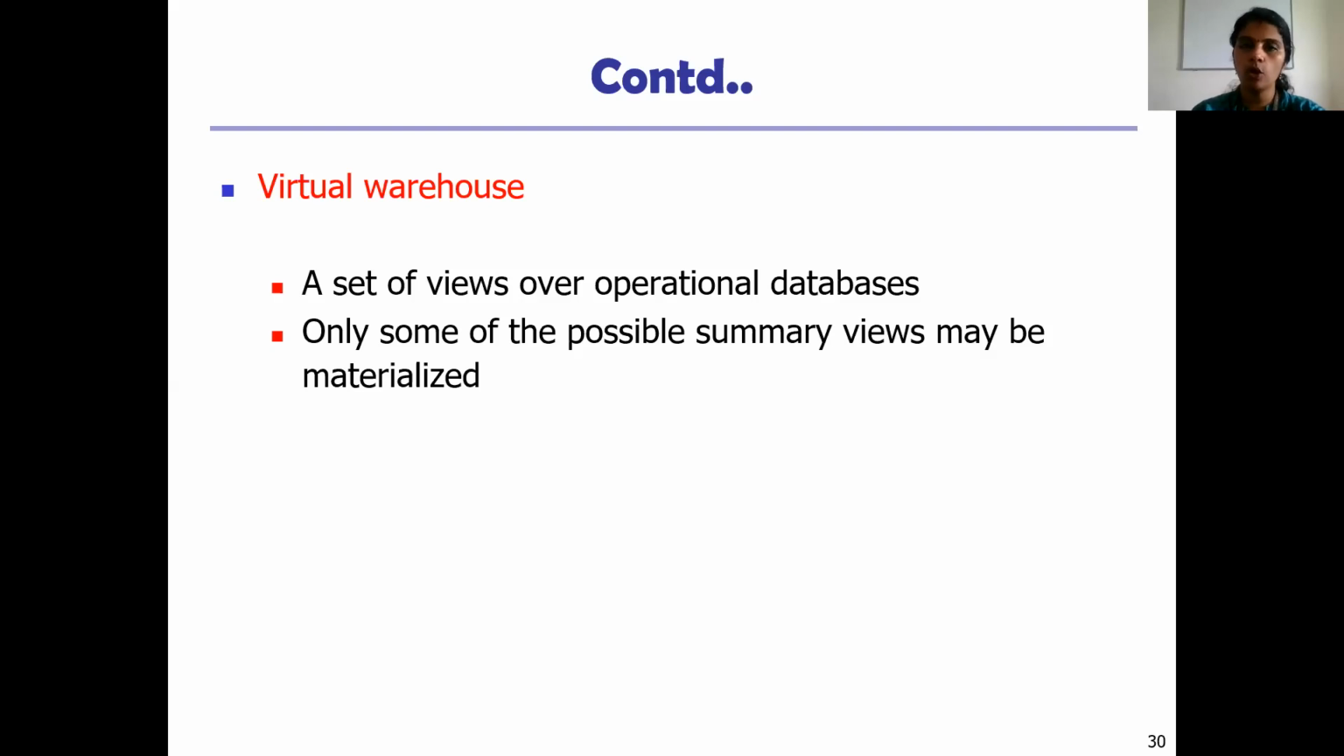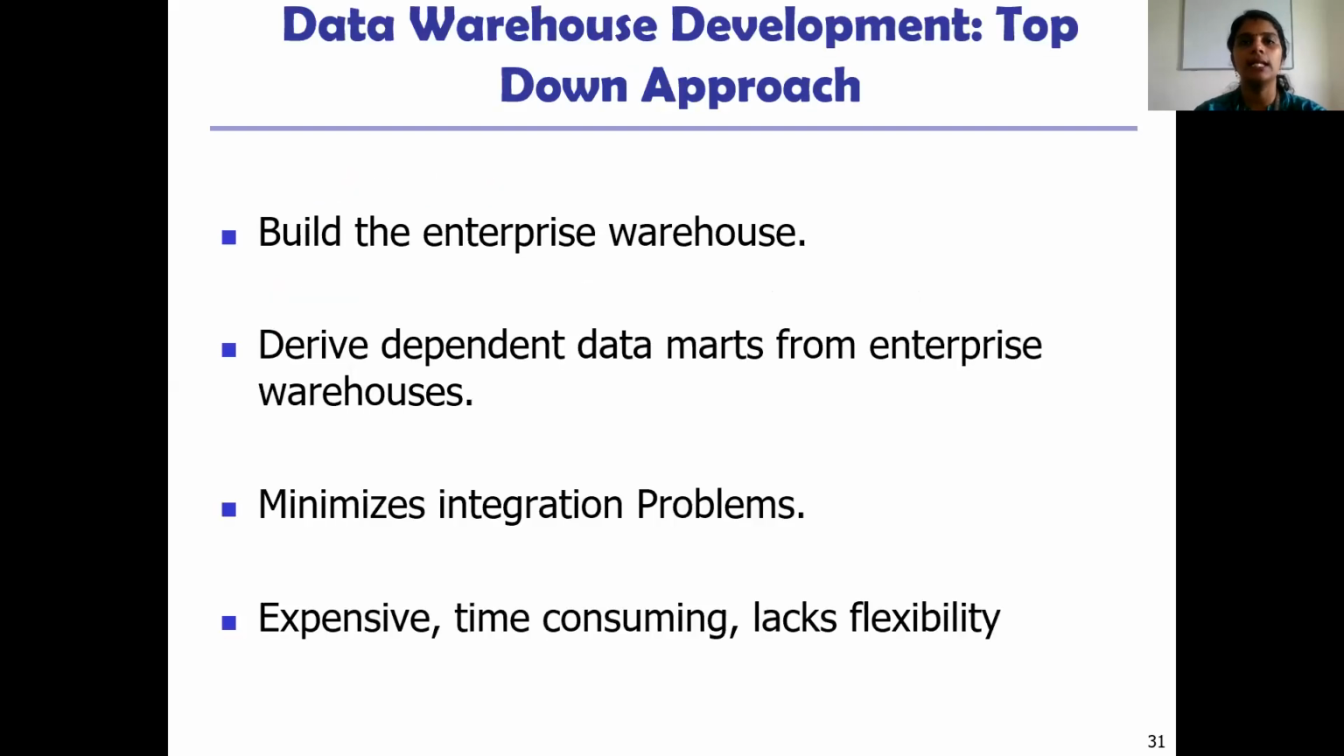Now we'll go to the next topic, that is data warehouse development. There are basically three approaches for data warehouse development. The first approach is the top-down approach. The second approach is the bottom-up approach, and the third approach is a hybrid approach. Before starting, I will tell you the hybrid approach is preferred or recommended, but we have to learn about the top-down approach as well as the bottom-up approach in order to understand the hybrid approach.